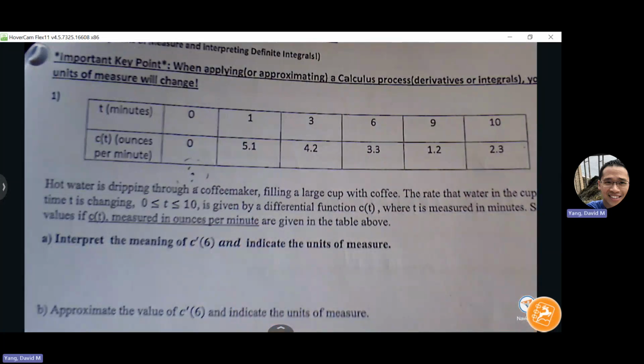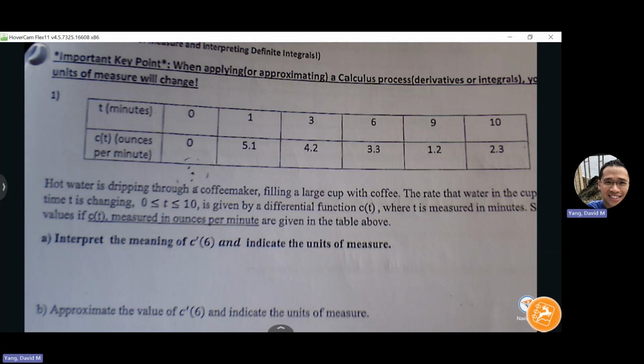So keep in mind, for derivative, your units will change: you're dividing your units. For integral, your units also change: you're multiplying your units. Just like how you're multiplying the area components, length and width, you're also multiplying your units together.